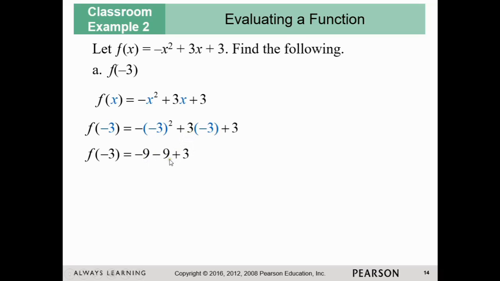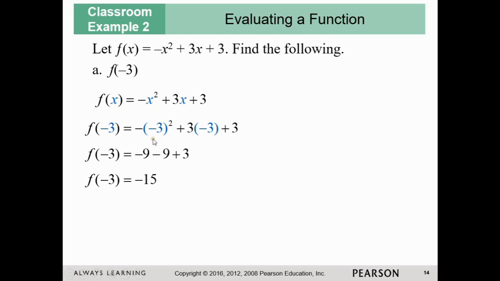3 times -3 is -9 plus 3. So we got -18 plus 3, -15. So a couple things to remember here. The first one is that when it says f with in parentheses -3, what it's asking you to do is to plug in the -3 for the x.